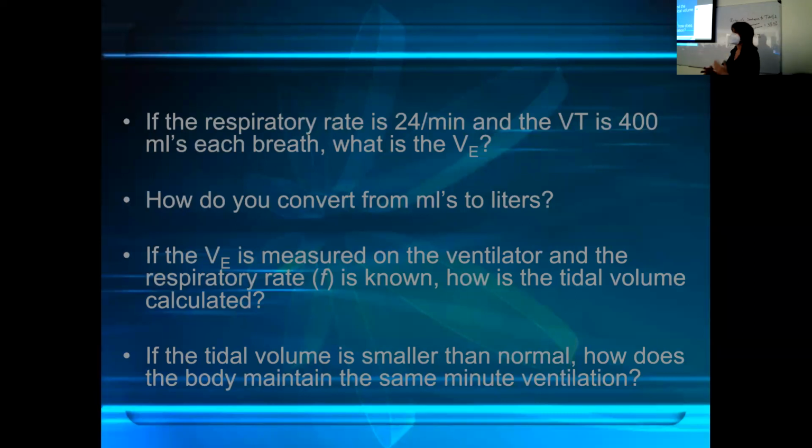So the body does this naturally. It knows if it needs a faster respiratory rate. So you'll see patients in the hospital that are tachypneic and they're breathing fast. Maybe they need to breathe fast to maintain their minute ventilation because they have a fibrotic lung disease and their tidal volumes are small, or they had some pulmonary edema or ARDS going on. So they will breathe fast with smaller tidal volumes.